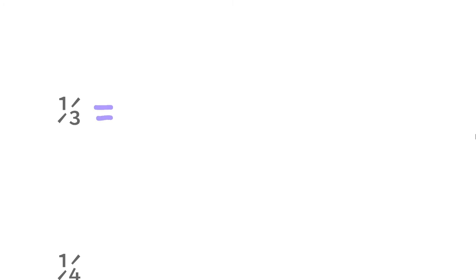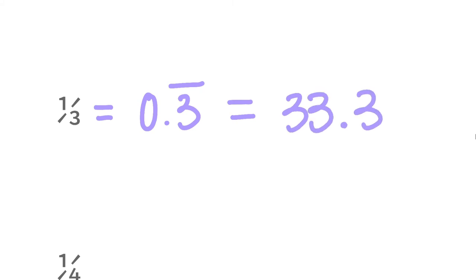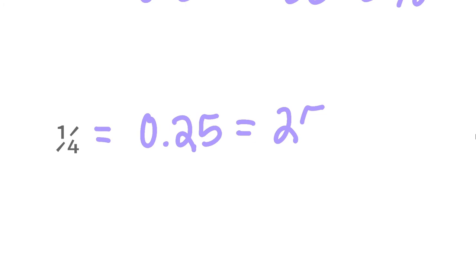1/3, we've done that one multiple times. It's 0.3 repeating. If you Dr. Pepper it over, I get 33.3 repeating percent. 1/4, think of 1/4 as 25 cents. Dr. Pepper it, 25%.